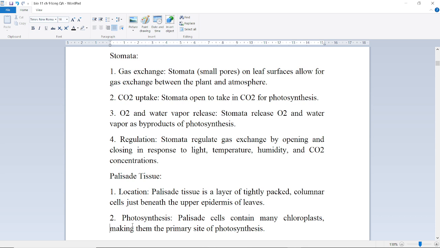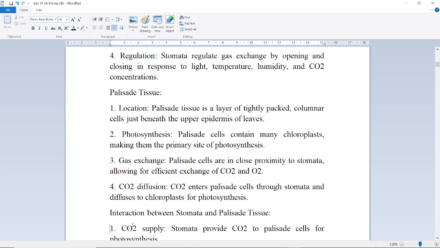Oxygen and water vapor release. Stomata release oxygen and water vapor as byproduct of photosynthesis. Next is regulation. Stomata regulate gas exchange by opening and closing in response to light, temperature, humidity, and carbon dioxide concentration. Next is the role of palisade tissue.